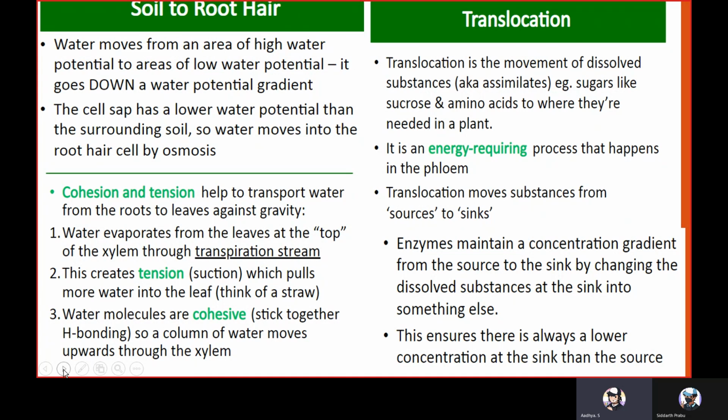Translocation. Translocation is the movement of dissolved substances, also known as assimilates. For example, sugars like sucrose and amino acids are moved to where they're needed in a plant. It is an energy-requiring process that happens in the phloem. Translocation moves substances from sources to sinks. Enzymes maintain a concentration gradient from the source to the sink by changing the dissolved substances at the sink into something else. This ensures there is always a lower concentration at the sink than at the source.